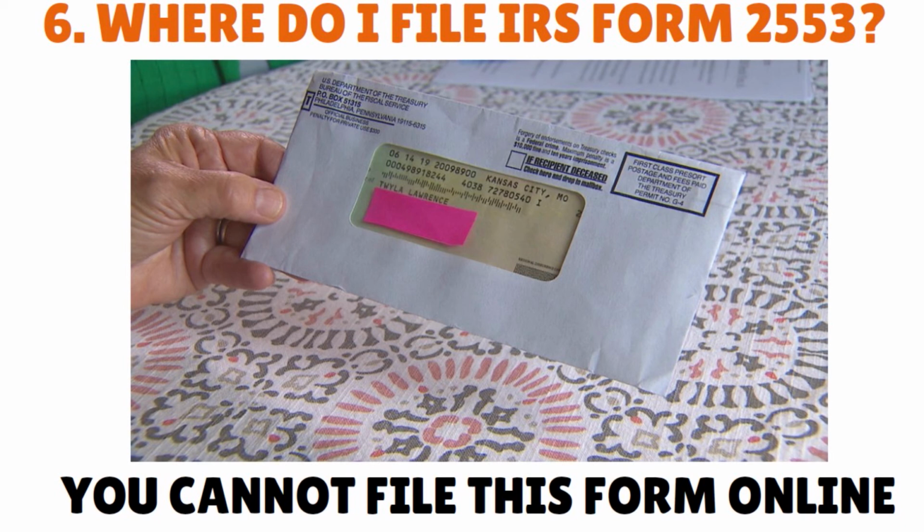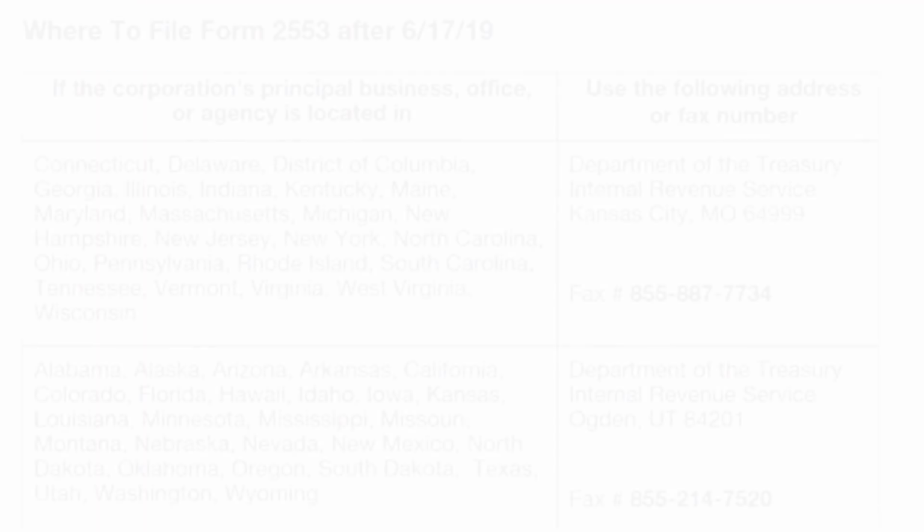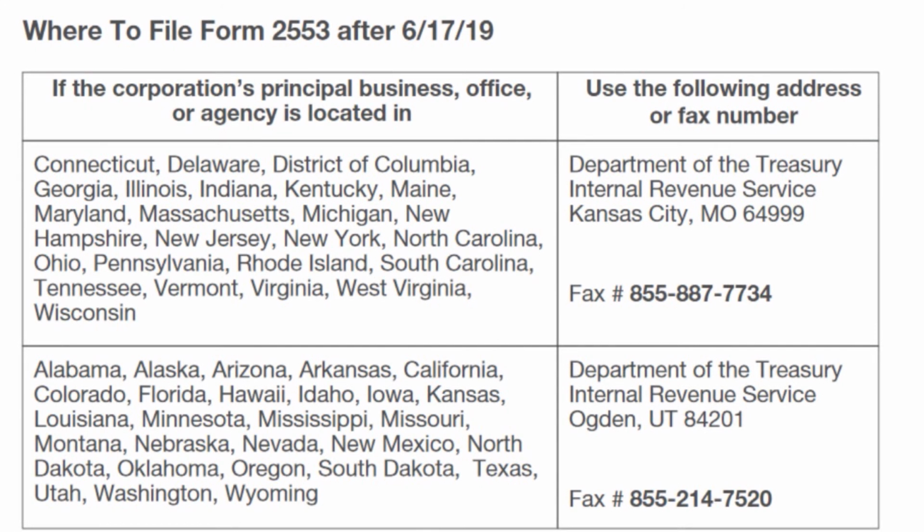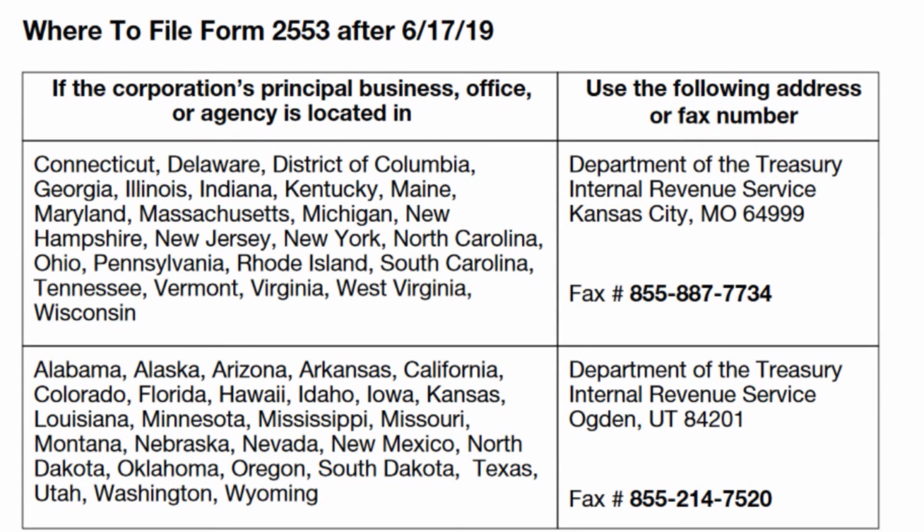So based on your business's principal business location, you want to use the address or fax numbers that we're going to put right now on the screen. Please pay attention here. We're going to leave it on the screen for a while. Make sure you double check the IRS website because addresses and fax numbers can change periodically. This was as of February 2020, so it's pretty accurate. And be sure to send in your original form if you're filing by mail. If you opt for fax, store the original copy of the form in a safe place. All right, so we're going to leave this again on the screen, whether you want to send it to the Kansas City agency or the Ogden, Utah agency.